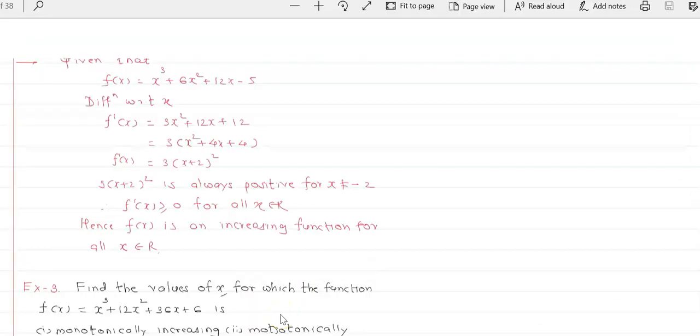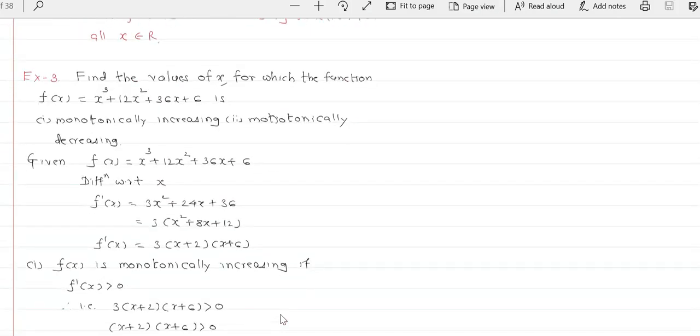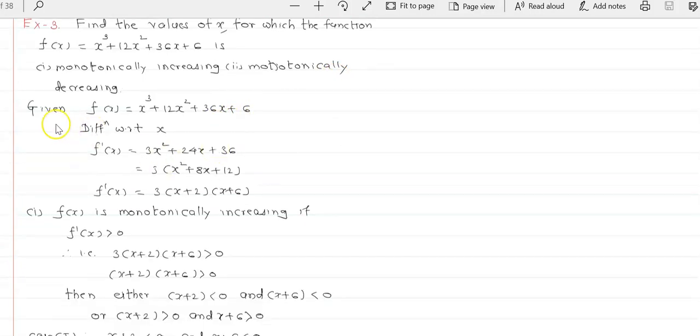Now the next is, find the values of x for which the function f of x is equal to x cube plus 12x square plus 36x plus 6 is monotonically increasing, monotonically decreasing. Now differentiate this with respect to x. f dash of x is equal to 3x square plus 24x plus 36. Take 3 as common, then in bracket you will get x square plus 8x plus 12. Then factorize this, that is (x plus 2) into (x plus 6). That is f dash of x is equal to 3 (x plus 2) into (x plus 6).